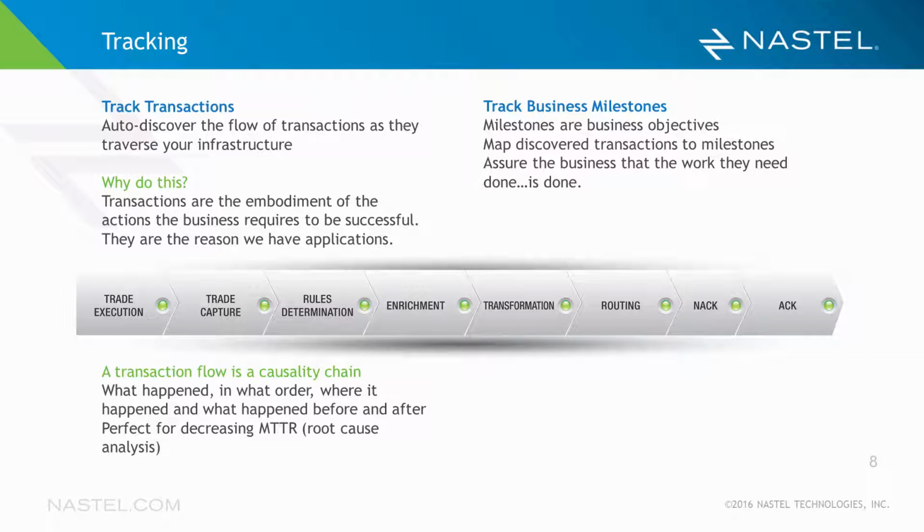Well, each of the operations the business wants you to do can be considered a transaction. They're actual components in your applications. A flow of these together is what we might refer to as a causality chain. And this tells you what happened, in what order, where it happened, and what happened before and after. So this is great for understanding the root cause of a problem in order to reduce mean time to repair.